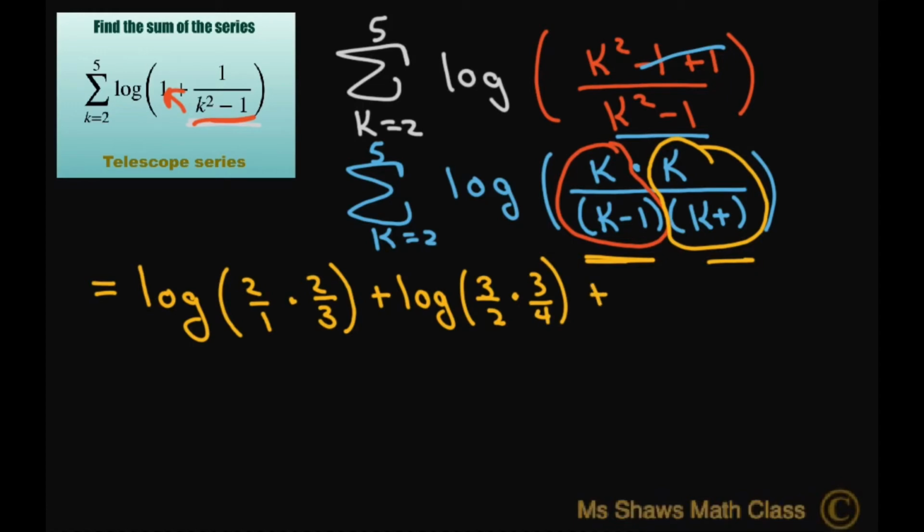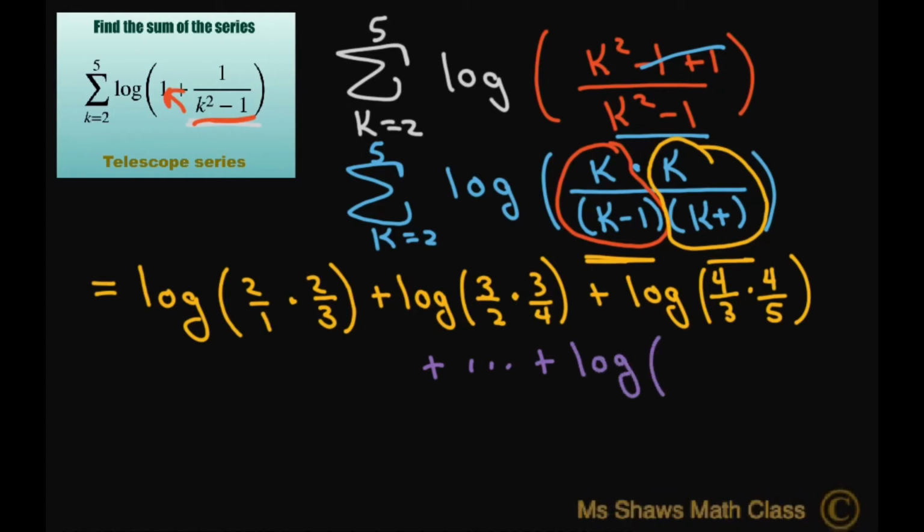Then we have k equals 4, so that's going to be log of 4 divided by 3 times 4 divided by 5. And then for the fifth term, let's move all the way down, plus log, and that would be 5 divided by 4 times 5 divided by 6.